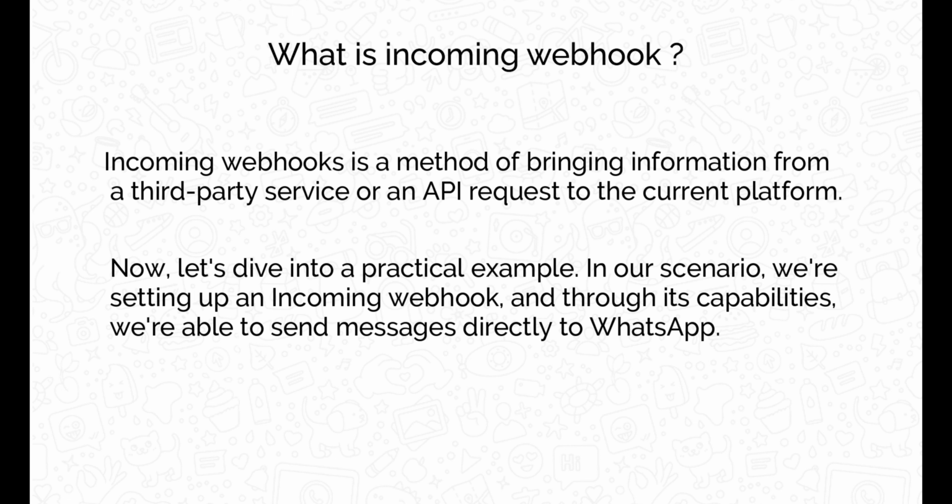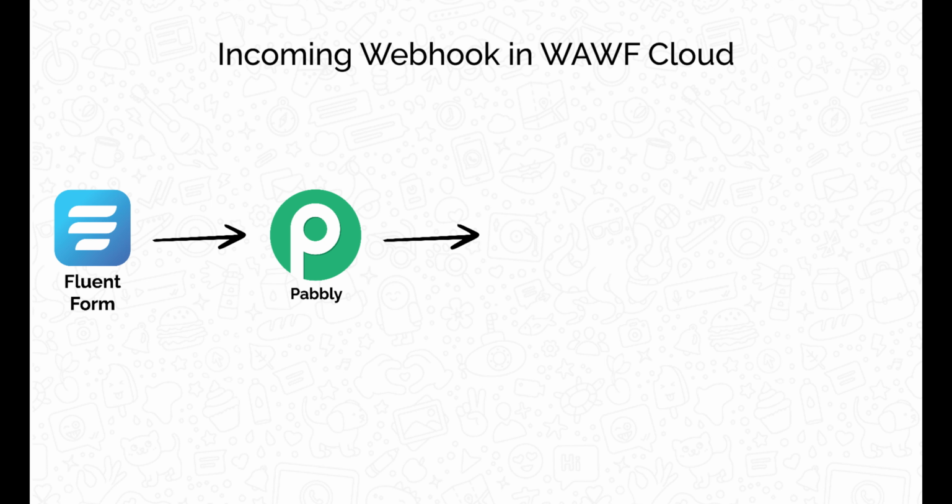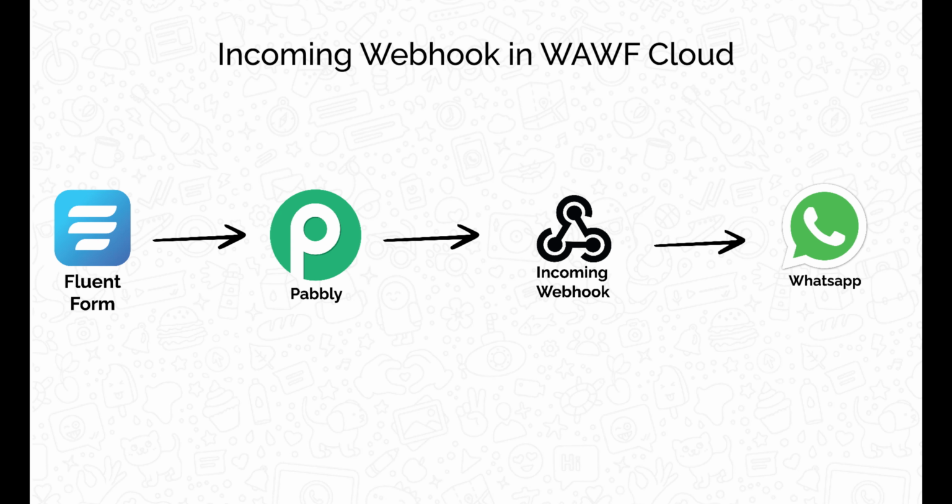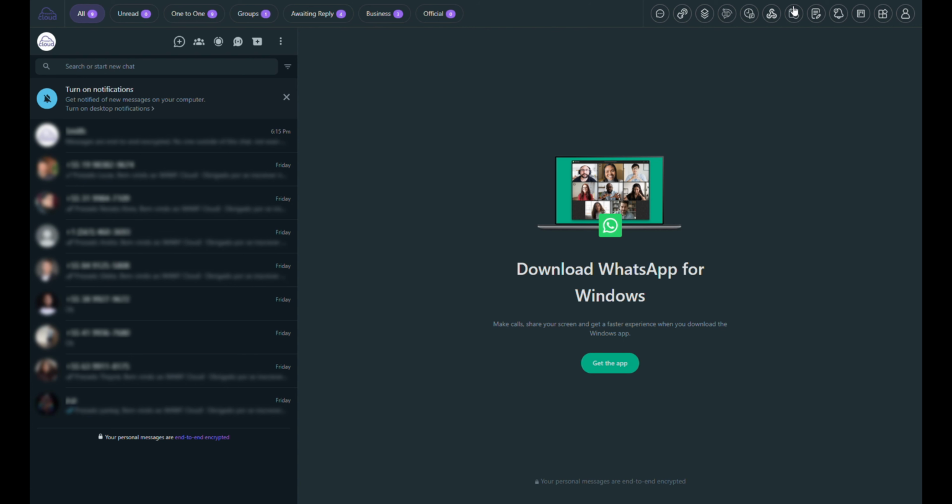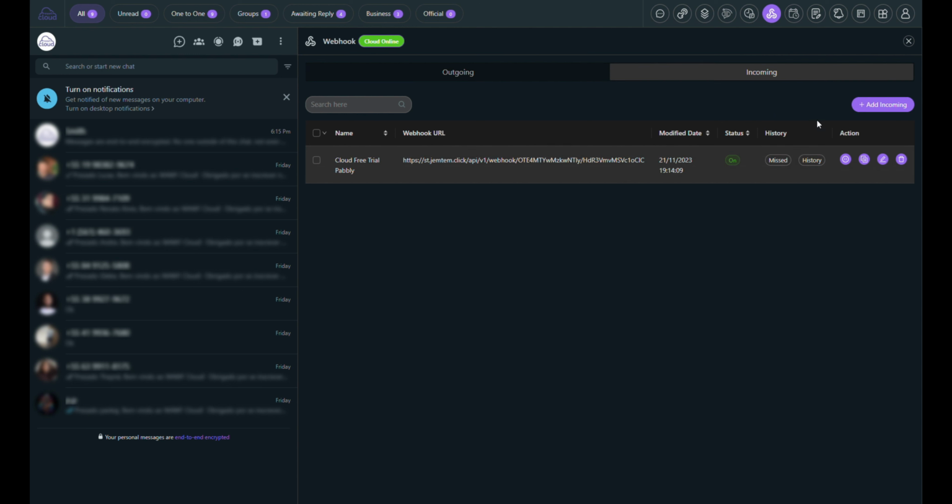In our scenario, we are setting up an incoming Webhook, and through its capability we are able to send messages directly to WhatsApp. So here is the flow: Fluent Form event triggers, Pabbly comes into play, incoming Webhook takes charge, WhatsApp message is sent. So in this video we navigate like that. We basically need to set up the incoming Webhook to achieve that scenario.